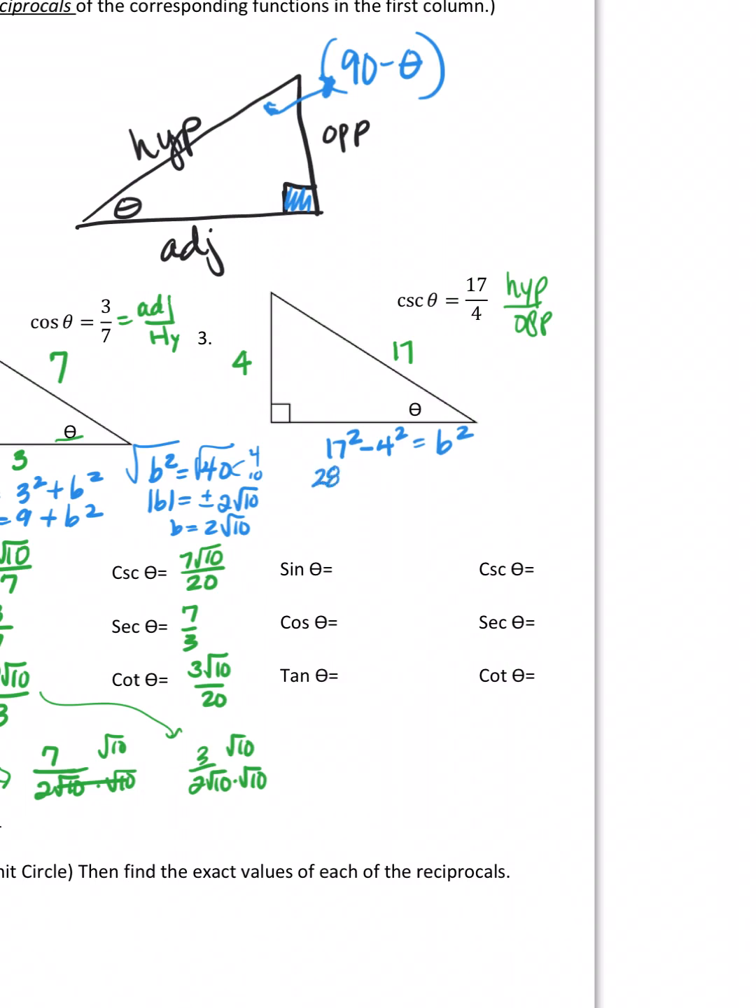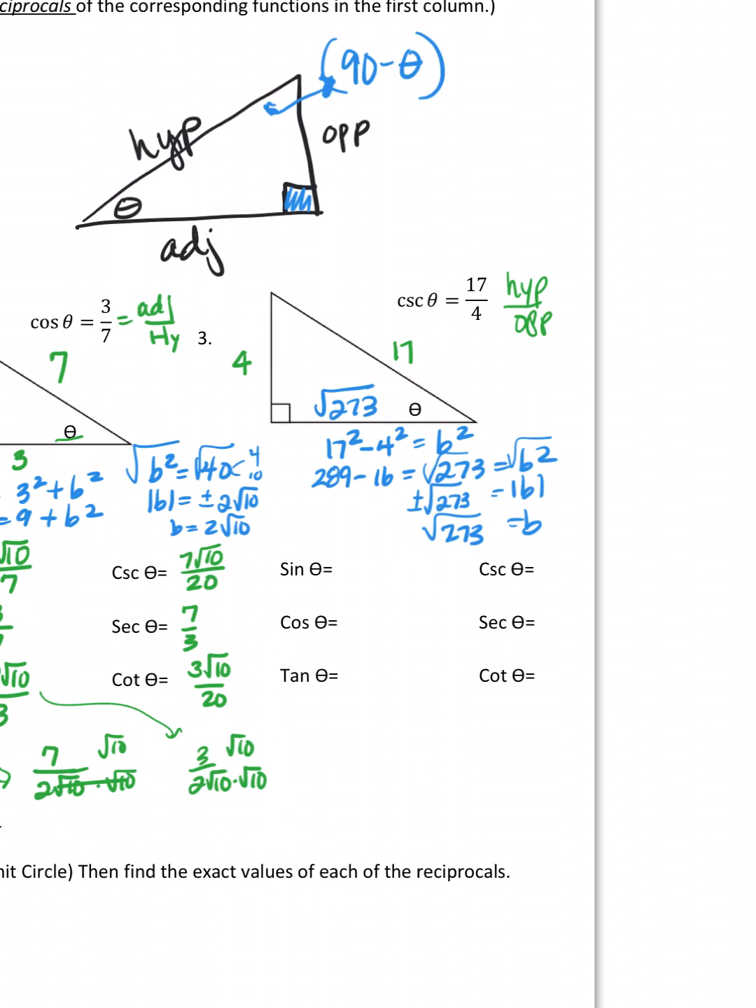So you can use your calculator. 289 minus 16 gives me 273, and that's b squared. So if I take the square root, that means the absolute value of b is going to be plus or minus the square root of 273, but it has to be positive, so it's just square root of 273. All right, that's gross, but we can do this. Don't let the big number scare you.